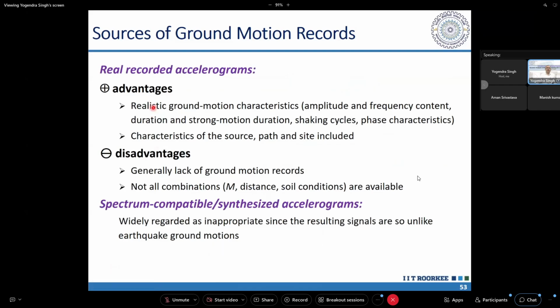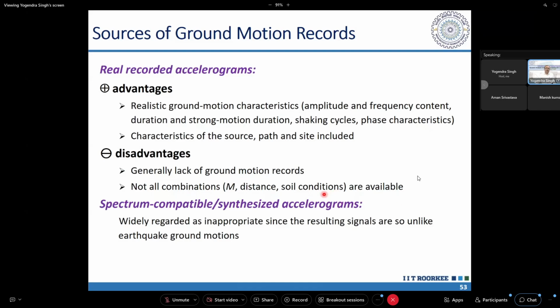So definitely the real accelerograms have their advantages because these are representing the natural characteristics of ground motion. These are realistic. The artificial accelerograms in many cases can be unrealistic. Then the disadvantage is that these may not be available matching with your requirements. So whatever is your requirement in terms of source characteristics, magnitude, distance, and soil conditions, these may not be available.